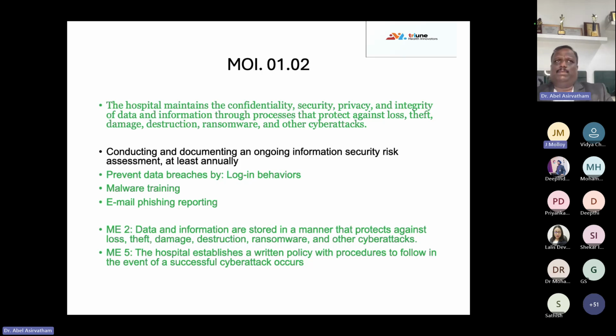For example, if an XYZ CEO is there, they will send a mail as though it's coming from the CEO. But if you open and see, there will be some other email ID. Initially, while seeing the mail, we just panic and try to reply, which we should not do. Then data and information are stored in a manner that protects against loss, theft, damage, destruction, ransomware, and cyber attacks. The hospital establishes a policy with procedures to follow in the event of successful cyber security attacks. You need to have a proper business continuity plan also.